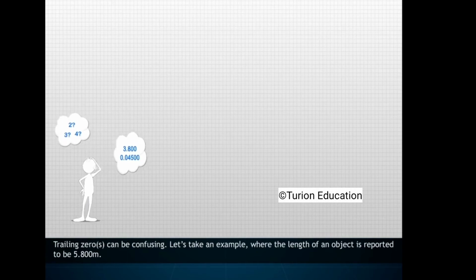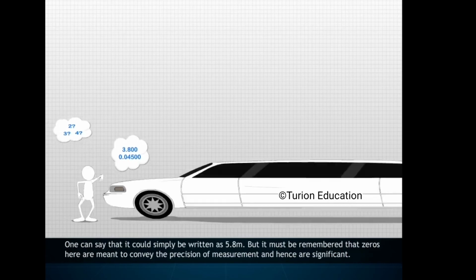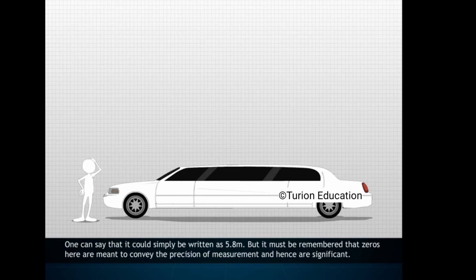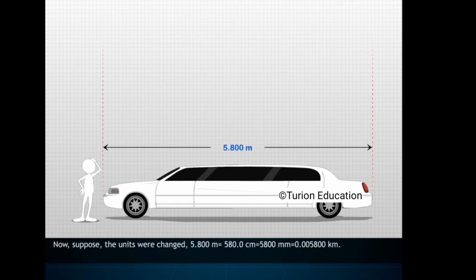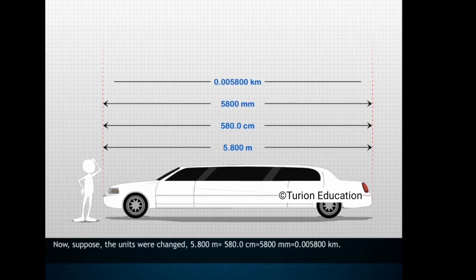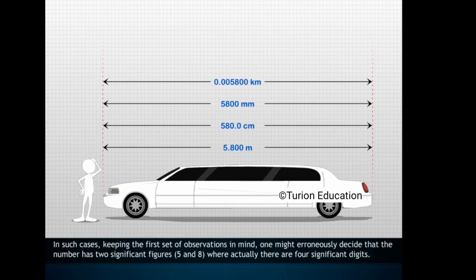Trailing 0 or zeros can be confusing. Let us take an example where the length of an object is reported to be 5.800 meters. One can say that it could simply be written as 5.8 meters. But it must be remembered that zeros here are meant to convey the precision of measurement and hence are significant. Now suppose the units were changed. 5.800 meters equals 580.0 centimeters equals 5800 millimeters equals 0.005800 kilometers.